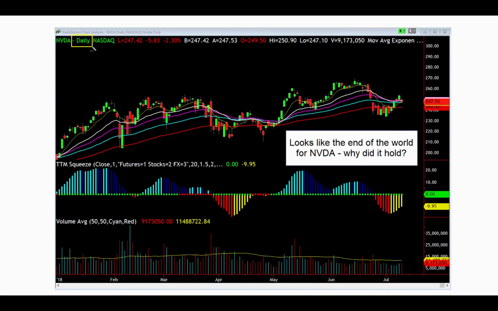So on this daily chart, this is actually a fairly disastrous move. You've got a big down candle, a breakaway gap, and we're chewing away at support here. For Nvidia, it looks like funds are really bailing out. And then it holds, and we get this $20 move off of that kind of invisible low.